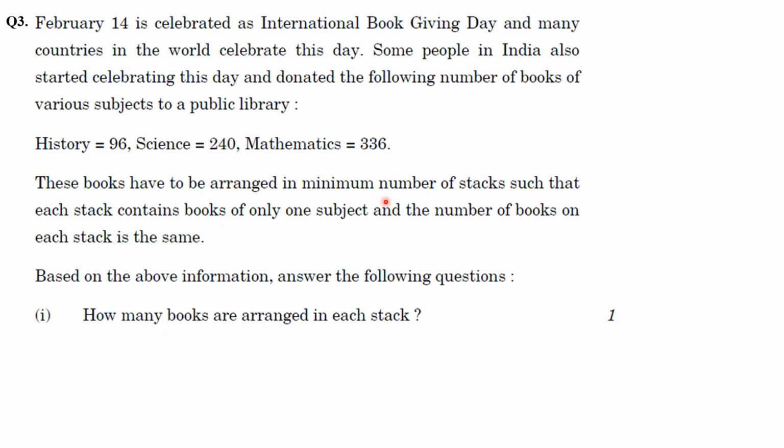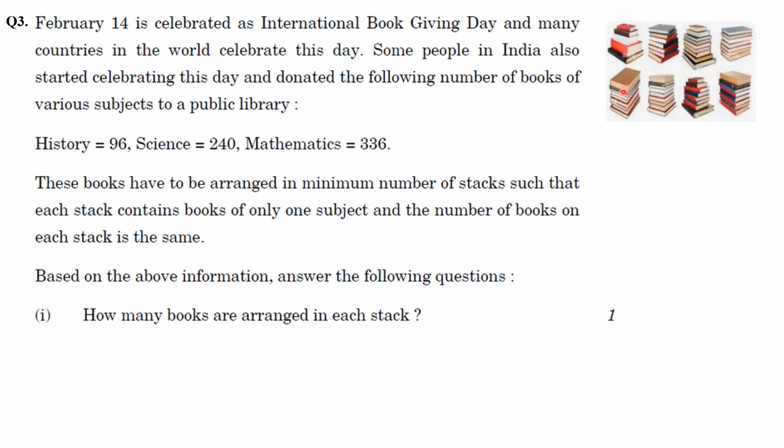Now see, you have to read this part very clearly. It is given these books have to be arranged in minimum number of stacks. It means the number of stacks which you have to use, that will be minimum. Now let's see what is a stack. Stack is something like this where you keep the book one above the other. So you have to make a stack, and what is the condition given? Each stack will have same number of books and same subject book. So if first stack is history, maybe second stack is also history. Then third is science, fourth is science, and so on.